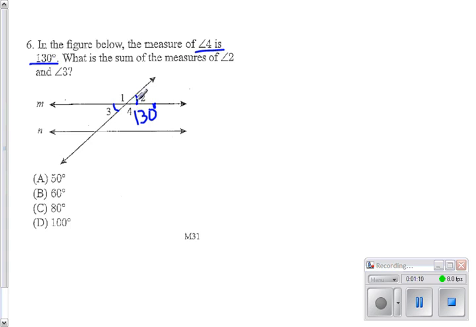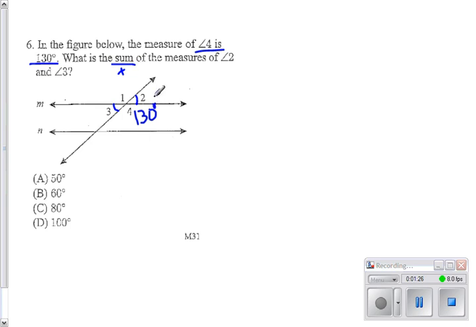So if we can find out 2, we know what 3 is, and where we're going to miss the question, even if we do that, is we don't read the sum of the measures. So we need to add those two together. The sum means to add. So we've got to add these two things together.